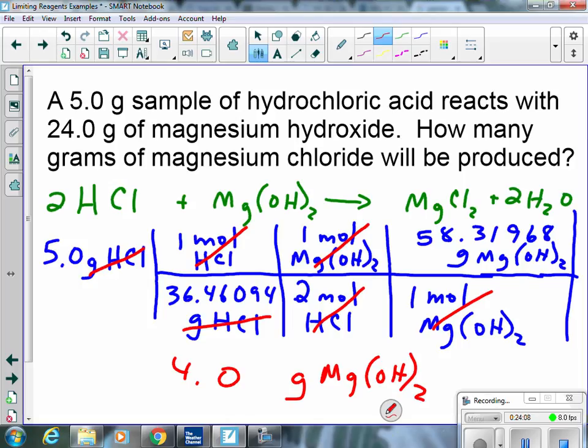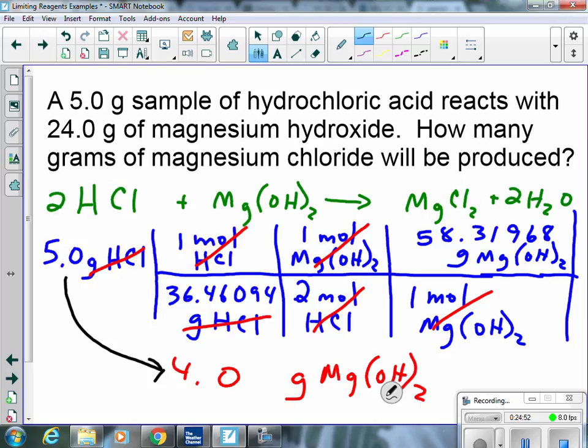Now, once again, key part. What do I have too much of? What do I have not enough of? Or what limits the reaction? If I have 5 grams of hydrochloric acid, those 5 grams will react with 4 grams of magnesium hydroxide. Do I have 4 grams of magnesium hydroxide? Yeah, I got way too much magnesium hydroxide, don't I?